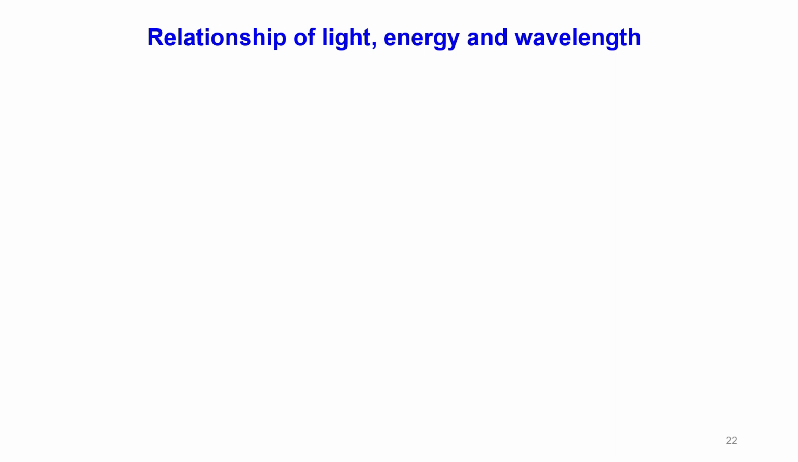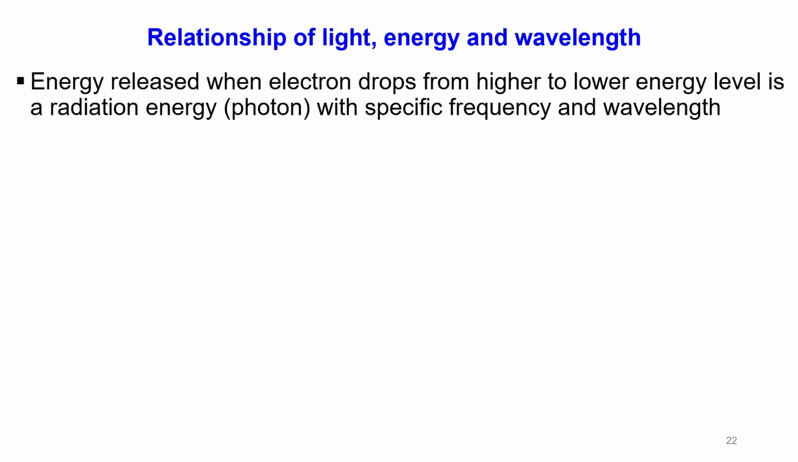Alright, so we continue our chapter 2.1, part 2, on the relationship of light energy and wavelength. Energy is released when electrons drop from higher energy levels to lower energy levels and release radiation energy in the form of a photon with specific frequency and wavelength. The delta E is given by h times frequency, and frequency is given by c over lambda.